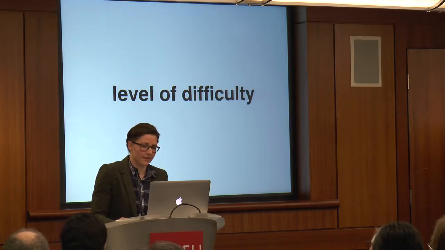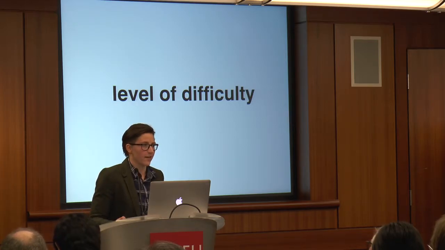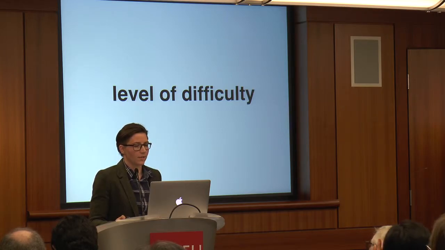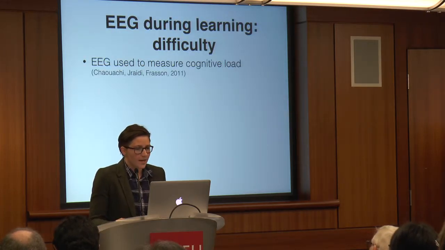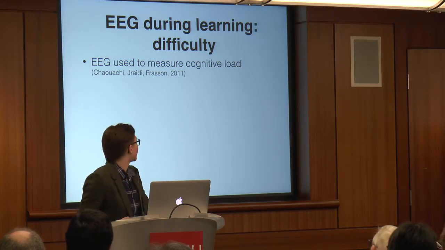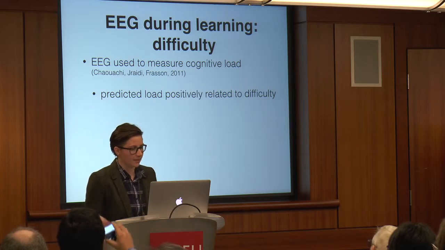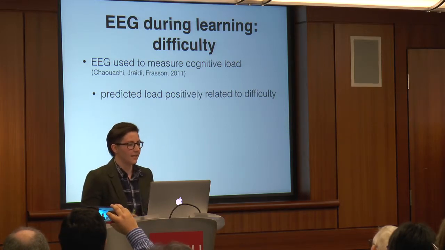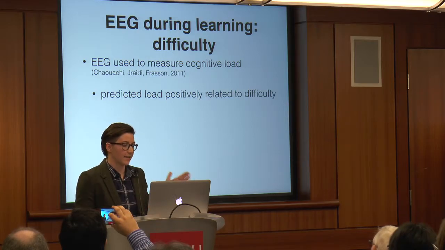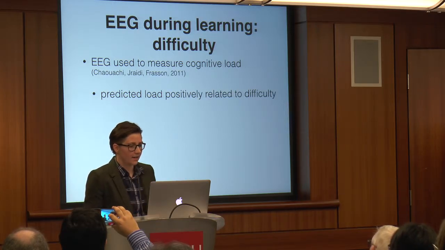One of the things that is particularly important for that then is difficulty, because how difficult the material is will play a role in how much load you're experiencing. So some previous studies that are particularly related to this are a study that used EEG to measure cognitive load, and they found that their predicted levels of load positively related to the difficulty of the tasks. So they had tasks that varied in terms of difficulty.